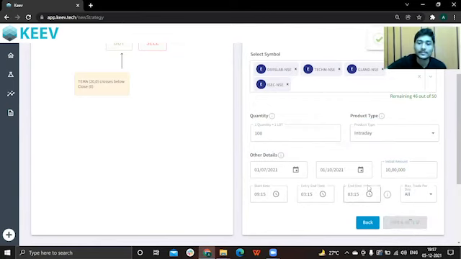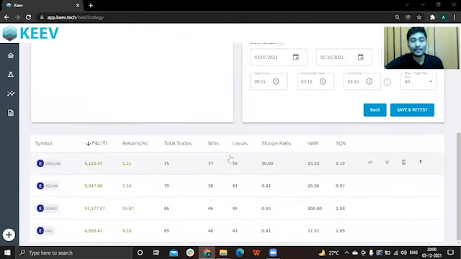Save and backtest. So here you can check backtest results of the selected stocks for this particular date, where previous lab gave 1% of return, TechM gave 7.6% of return, and Gland Pharma gave 15% of return.